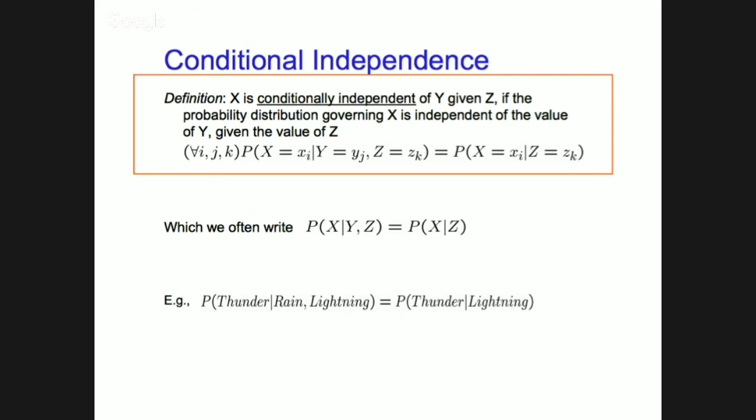Any other questions? Okay, so this sums up Bayesian networks, as well as the concept of d-separation. So that's all I have for today.